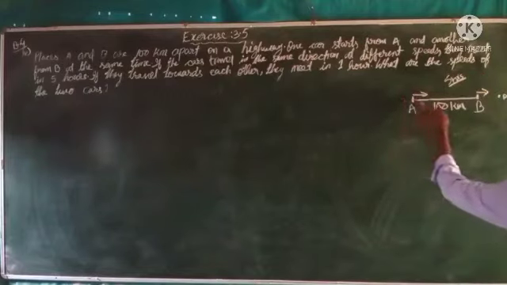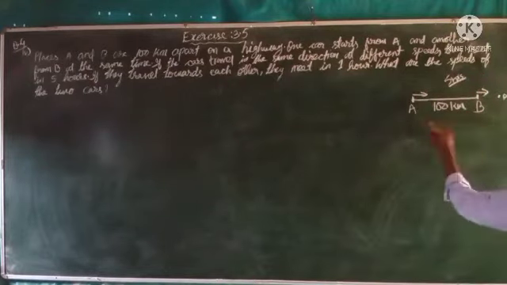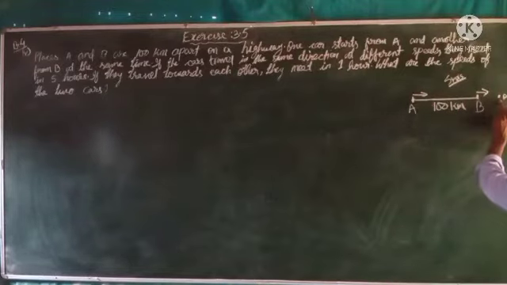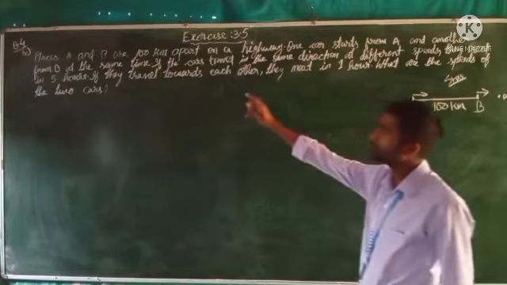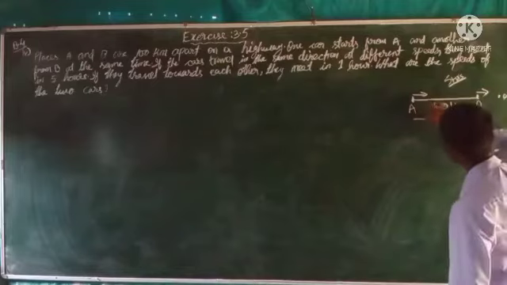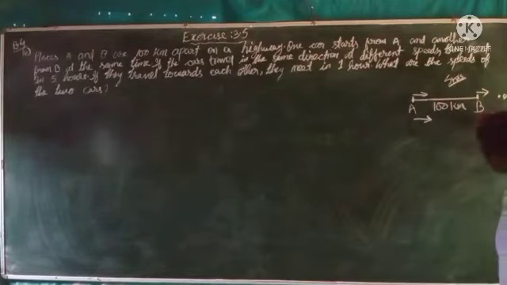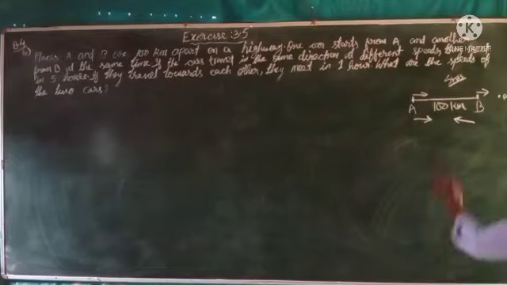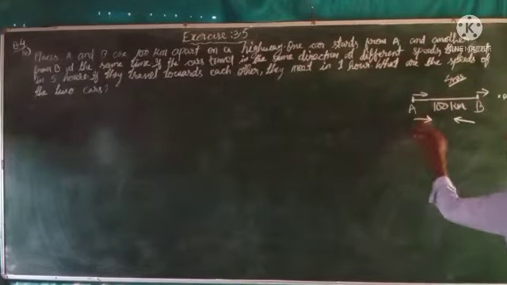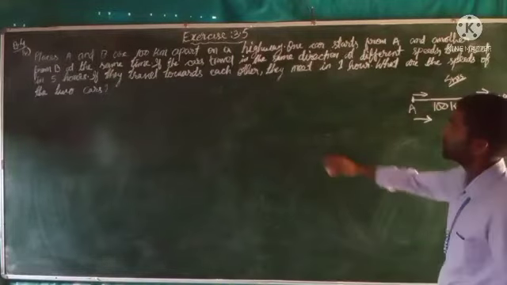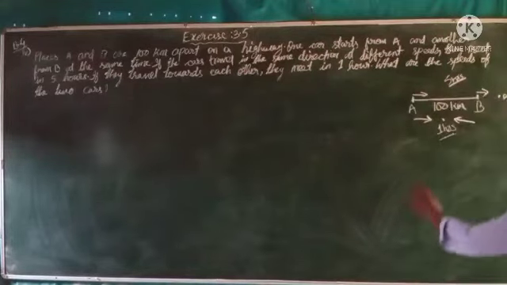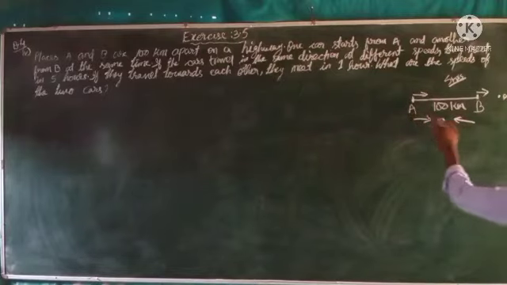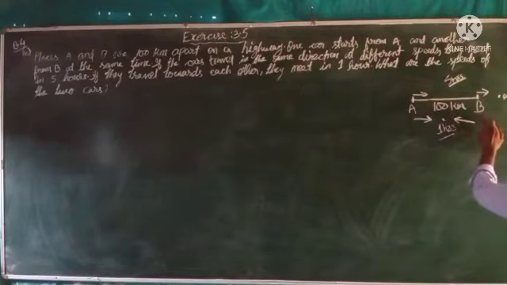If they are traveling in the same direction but their speeds are different, then they meet at a point D in 5 hours. Next it is said that if they travel towards each other, suppose A is traveling in this way and B is traveling in the opposite direction, then they meet in 1 hour. Now we are asked to determine the speed of both the cars, the one that starts from A and the one that starts from B.